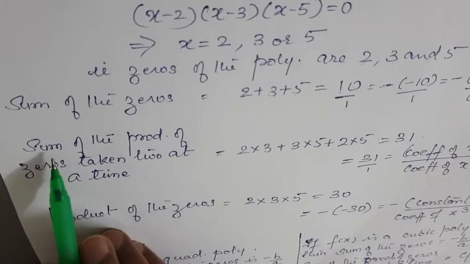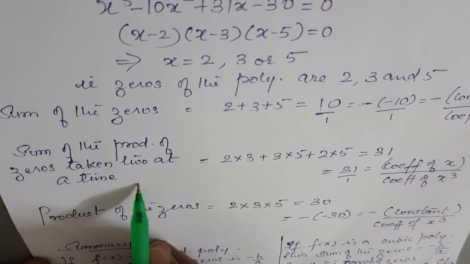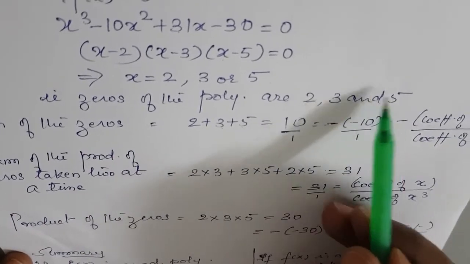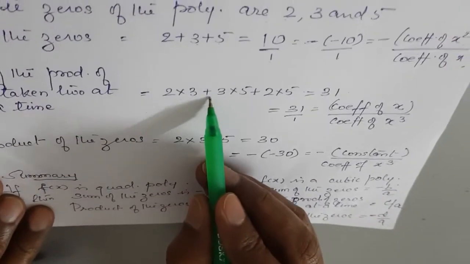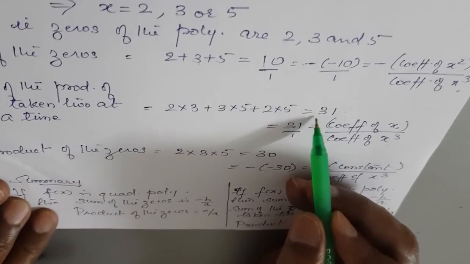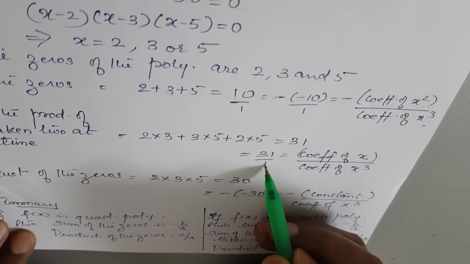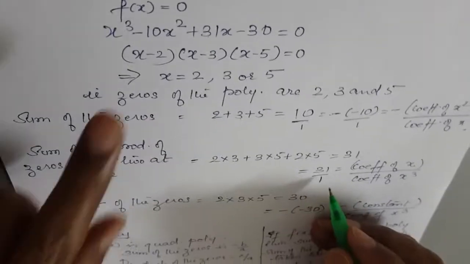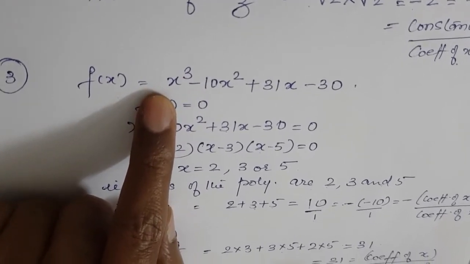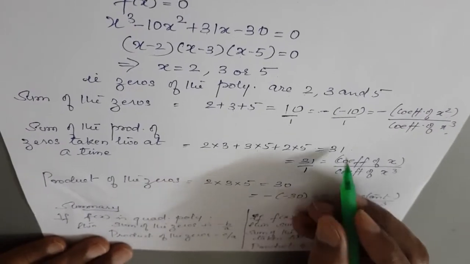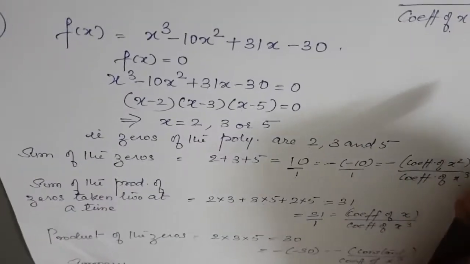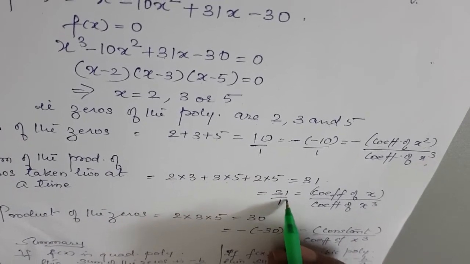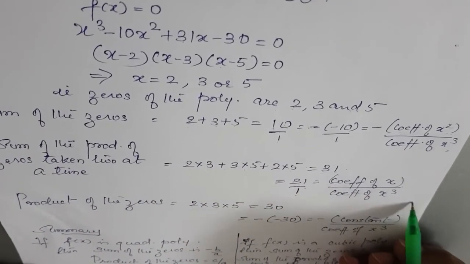Now here the next factor is the sum of the product of zeros taken 2 at a time. So how will you take 2 at a time? Earlier also I have explained: 2, 3, then 3, 5 and 5, 2. So 2 into 3 plus 3 into 5 plus 2 into 5, and that comes out to be 31. Now again 31 is written as 31 by 1. Children, why am I writing it as 31 by 1? Because the coefficient of x cube is 1. Sometimes in some questions the coefficient of x cube is 2. In that case you have to rearrange it. Suppose it is 31 and the coefficient of x cube is 2, you cannot write it as 31 by 2. You have to write it as 62 by 2. Right? So 31 by 1, and that is equal to coefficient of x upon coefficient of x cube.